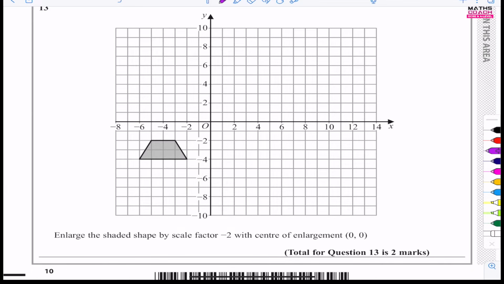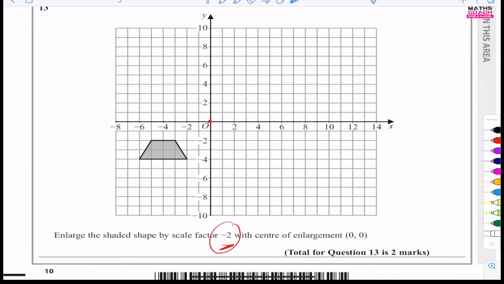Question 13. Enlarge the shaded shape by the scale factor minus 2 with the center of enlargement 0, 0. Now, it's a negative enlargement, so be careful with that. That simply means that if you start here and you look at each corresponding point by going across and down, then you just go opposite. So because you went this way for that one, you multiply it by 2, but you go the opposite way. Because you went down to get to this point here, you multiply that by 2 and you go up that way, the opposite way. So instead of down, you go up. That's what the negative does with the scale factor.